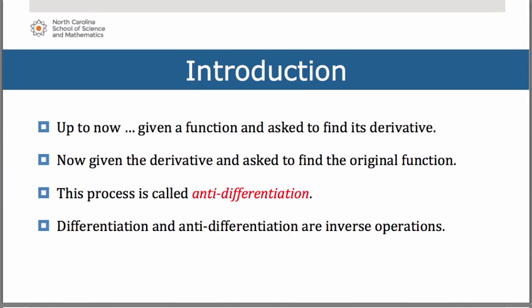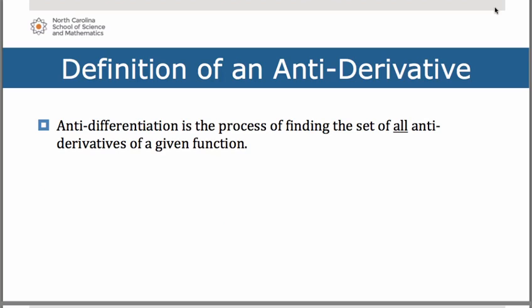Differentiation and anti-differentiation are inverse operations of each other, just as addition and subtraction are, multiplication and division are, and squaring a quantity and taking the square root of that quantity are inverse operations. Anti-differentiation is the process of finding the set of all antiderivatives of a given function. You are going to notice throughout the problems that you are always asked to find an antiderivative, not the antiderivative. There's a reason for that.